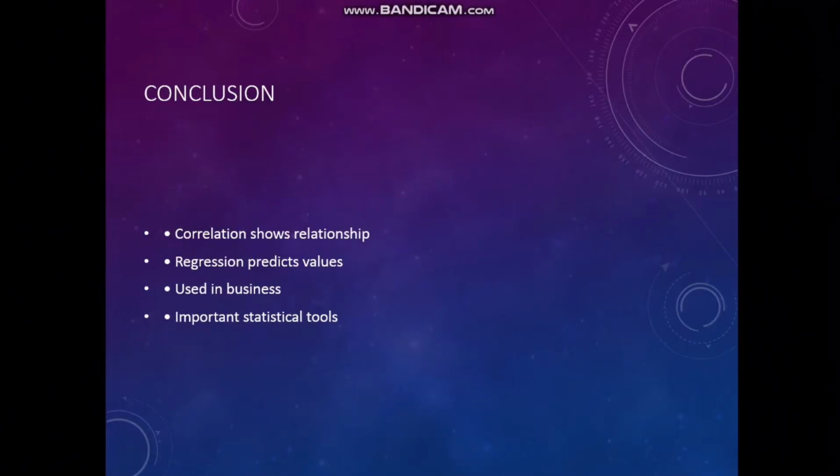In conclusion, correlation shows the relationship between variables. Regression helps us make predictions. These methods are widely used in business and economics. They help people make better decisions using data.